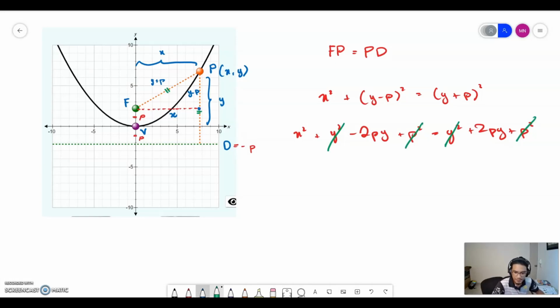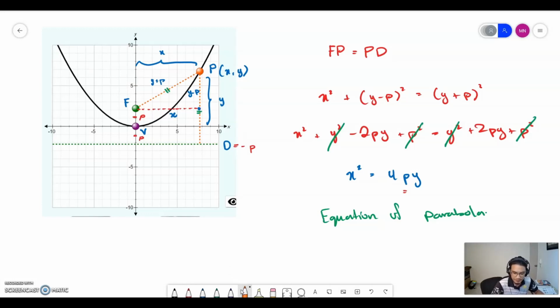Okay, then you can see we now have the equation x squared equal to 4py. So this is what we call the equation of a parabola. Okay, so in this equation, the small p actually represents the distance between the focus and the vertex, and also the distance between the vertex and the directrix.